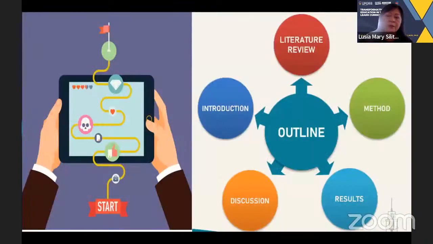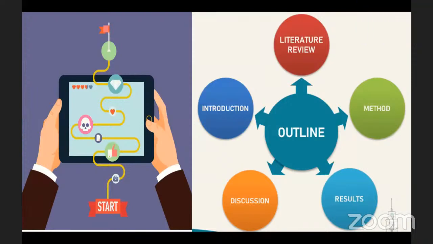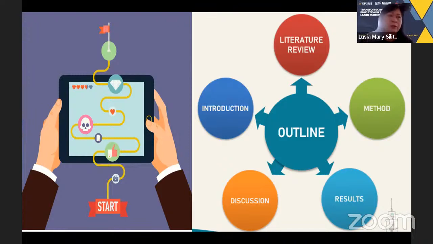The presentation today consists of introduction, literature review, method, result, and discussion. The topic is from my paper, which was published in 2022, last year. I will be very honored to share my experience in doing the experiment and writing the paper this time.